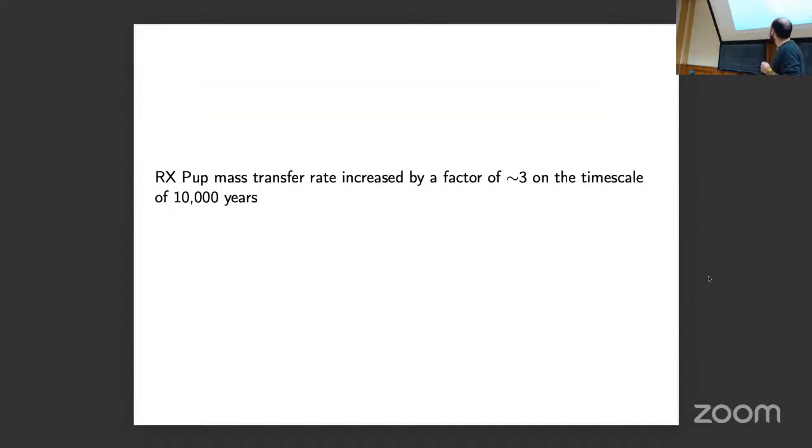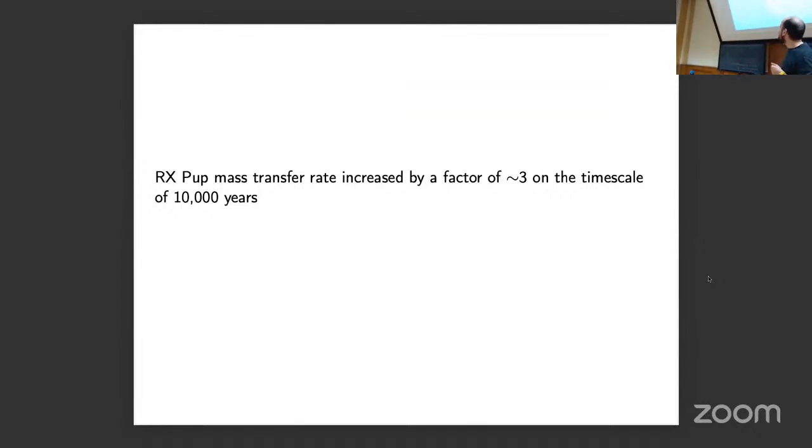And you may wonder why it changed by a factor of 3. It's just that red giants evolve very fast on these timescales. The red giants, similar to as in Eric's path, evolve very fast, and the mass loss through wind changes by a similar factor on these timescales.